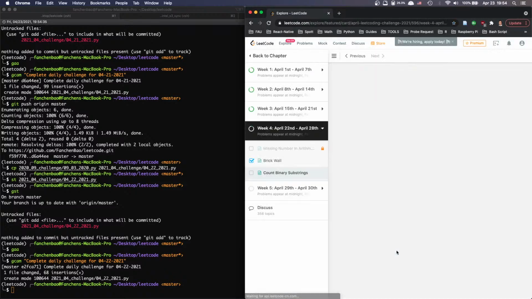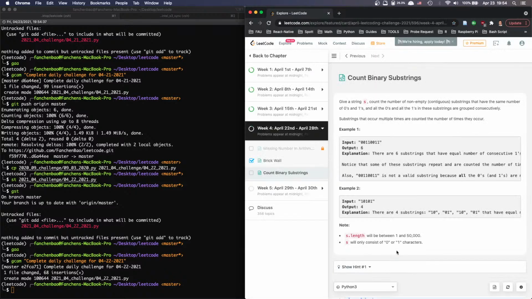Count binary substrings. Given a string S, count the number of non-empty, which means continuous, substrings that have the same number of zeros and ones, and all the zeros and ones in these substrings are grouped consecutively. I don't understand this. Substrings that occur multiple times, I count the number of times they occur.